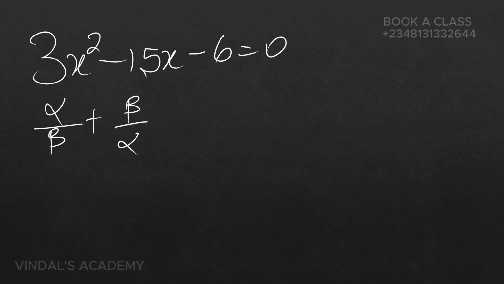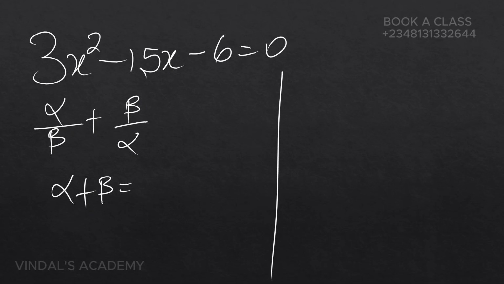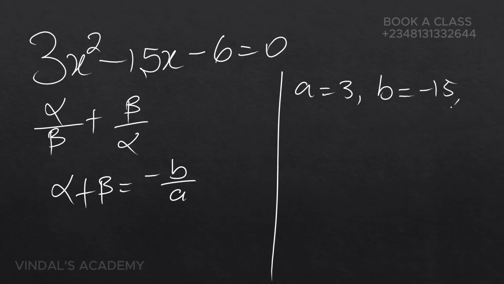All right, remember we have sum and product rules. We have sum and product conditions for finding the roots of a quadratic equation. So from here, I'm going to say that, remember, alpha plus beta is given to be minus b over a. Now, from this equation, a is 3, b is minus 15 and c is minus 6. The sum of the roots of a quadratic equation is given as minus b over a.